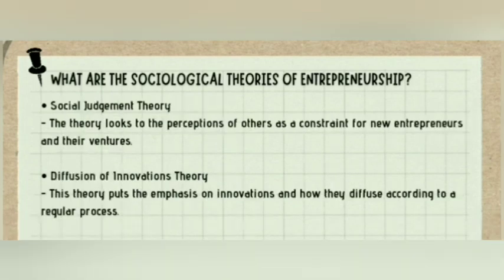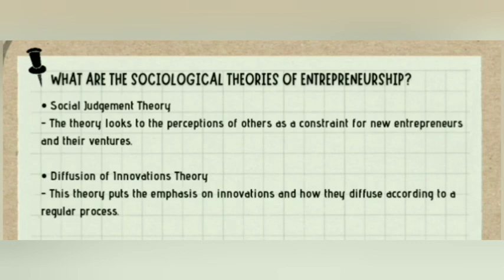So next, social judgment theory. The theory looks to the perceptions of others as a constraint for new entrepreneurs and their ventures. This social judgment theory of entrepreneurship looks to the stakeholders' social judgment about the entrepreneurs' ventures. These judgments are important because of the way that stakeholders decide whether or not to support a burgeoning venture. Next, diffusion of innovation theory. This theory puts the emphasis on innovations and how they diffuse according to a regular process.